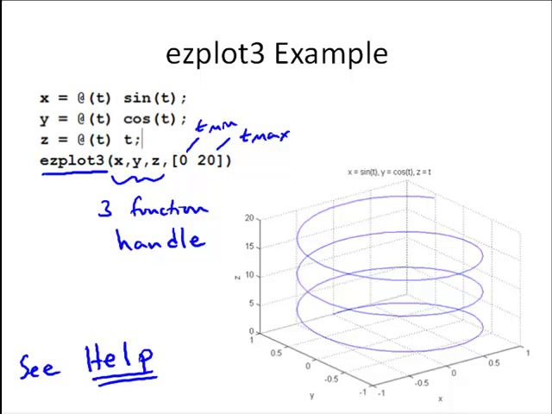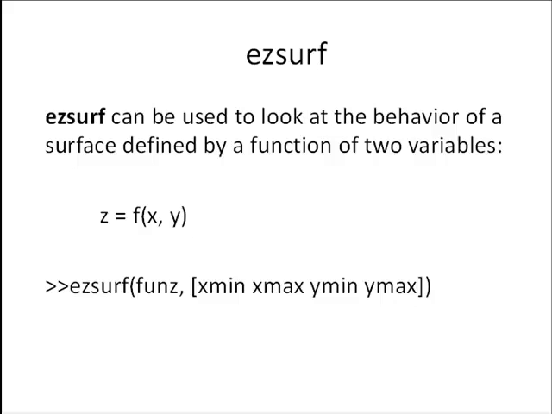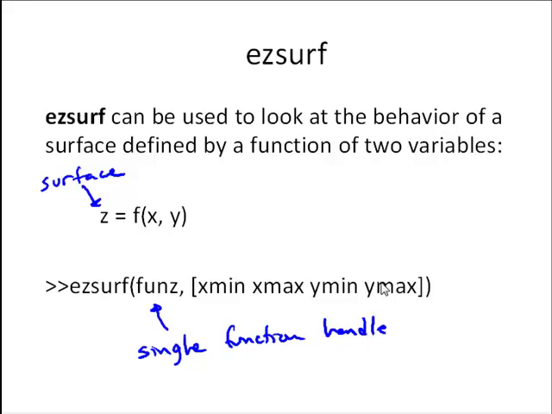The next thing I want to talk about is EZSurf. This is analogous to EZPlot, but we can use this to look at the behavior of a surface defined by a function of two variables. So if we have a surface Z, where Z describes a surface, and the points on that surface are defined by the function, which is a function of x and y, we can use EZSurf. Now, this is a single function handle, funZ, and we have a range in x, or an x domain, and a y domain.